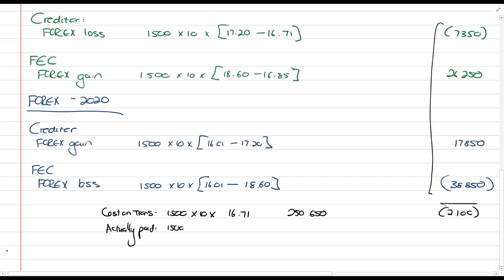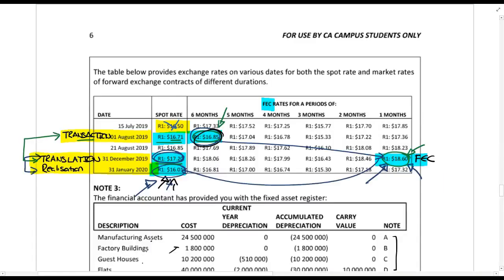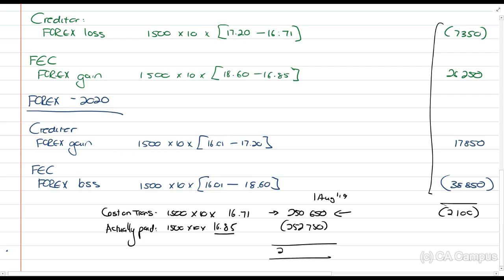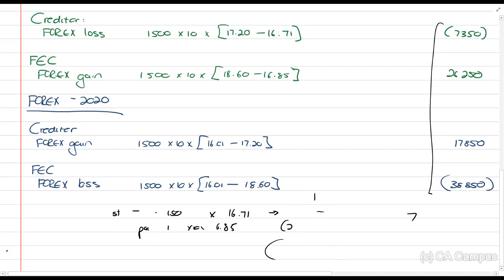We pay the 1,500 times 10 times the rate in the FEC, 1685. 1,500 times 10 times 1685 is 252,750. So can you see, on transaction date, the 1st of August 2019, we thought we were going to pay 250,650, but we ended up paying 252,750. That's the FEC rate. The difference there, 2,100 rands, which is the same as over there. Okay, so that's how you do the quick check.